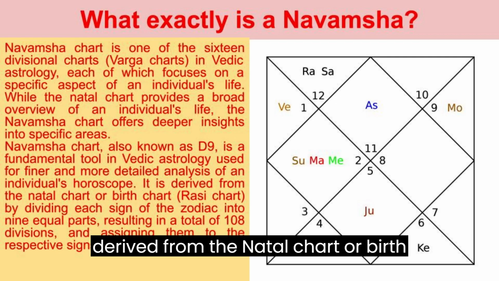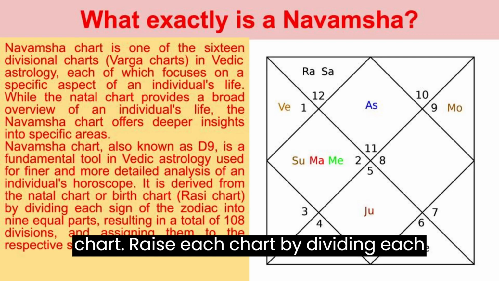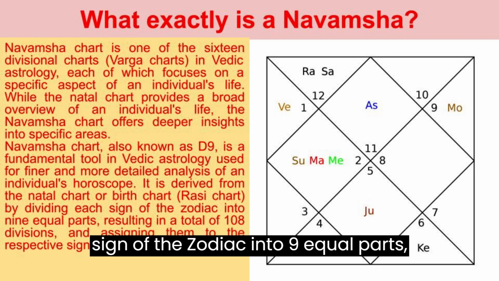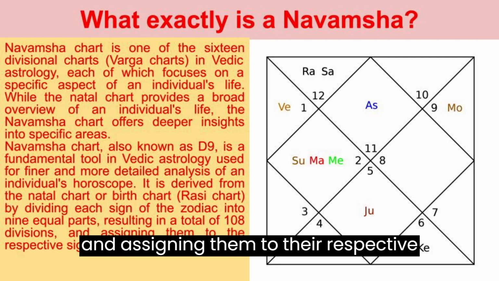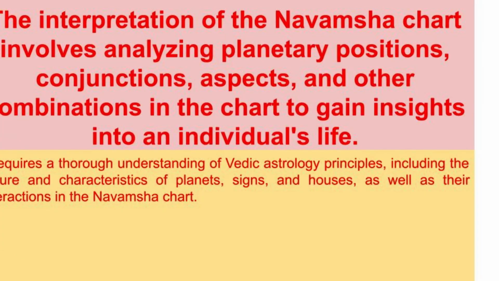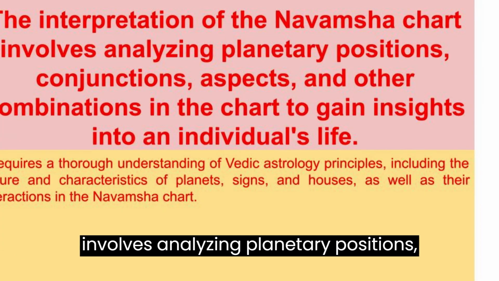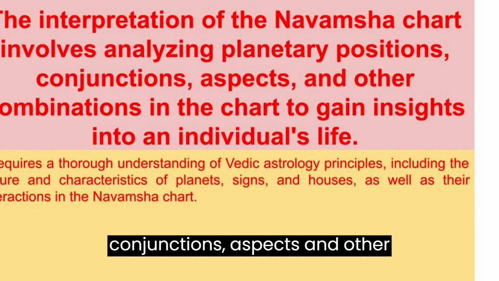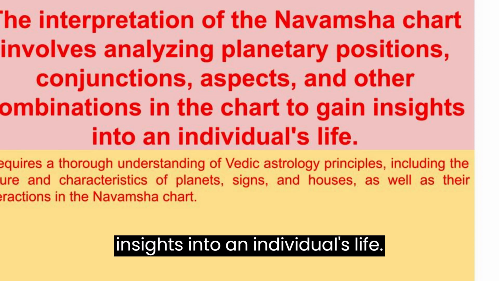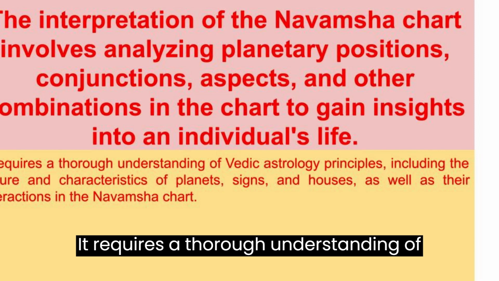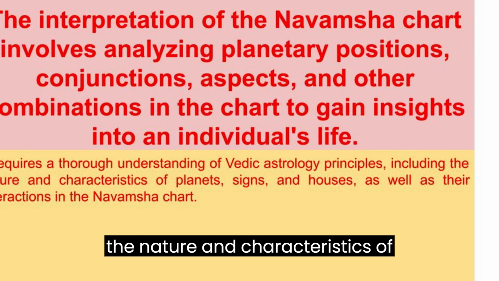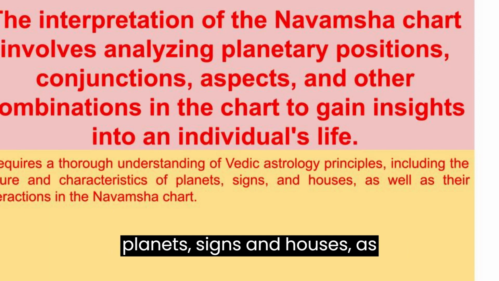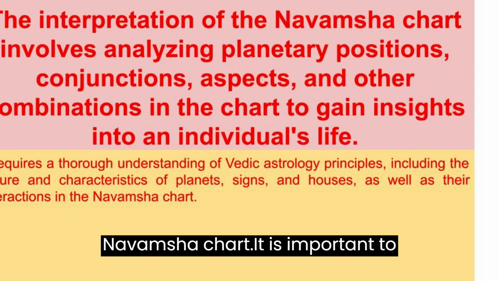It is derived from the natal chart or birth chart, Rasi chart, by dividing each sign of the zodiac into 9 equal parts, resulting in a total of 108 divisions, and assigning them to the respective signs in the Navamsha chart. The interpretation of the Navamsha chart involves analyzing planetary positions, conjunctions, aspects, and other combinations in the chart to gain insights into an individual's life. It requires a thorough understanding of Vedic astrology principles, including the nature and characteristics of planets, signs, and houses, as well as their interactions in the Navamsha chart.